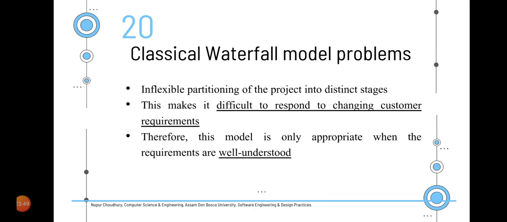and they have to proceed to the next phase without completing the previous step, which might lead to the entire project failure. It makes it difficult to respond to changing customer requirements and can be used appropriately only when all the requirements are well understood.